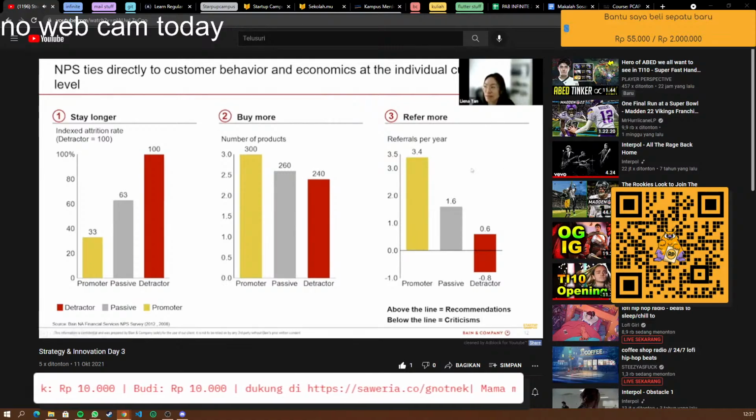And then the last one, as I mentioned, is recommendation atau referral, right? Itu Gojek lumayan, cobain gih, ya, and you get free promotion from your promoter customers.